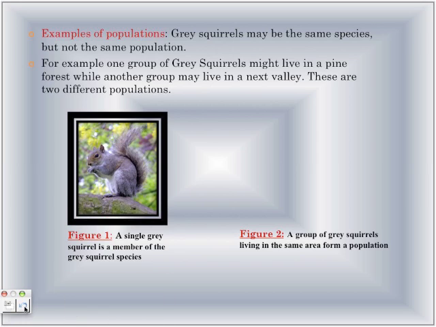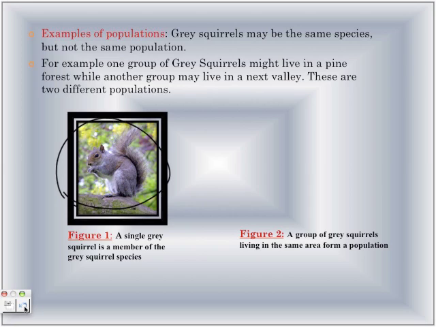Okay, so an example of a population would be gray squirrels. They may be the same species, but not the same population. An example would be the gray squirrel. This one group here might live in a pine forest, while another group may live in the next valley. These are two different populations.